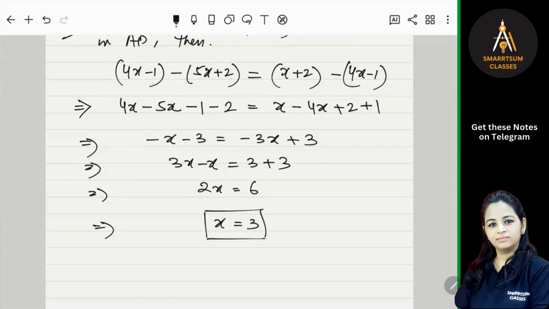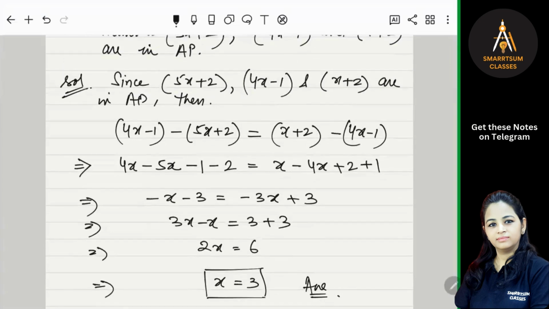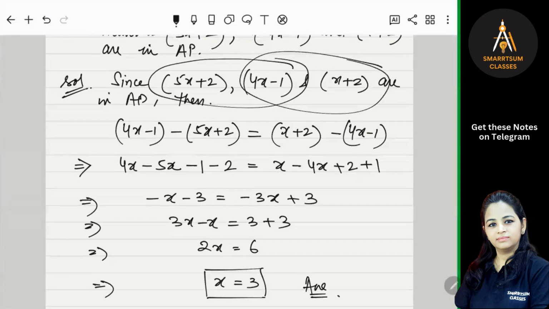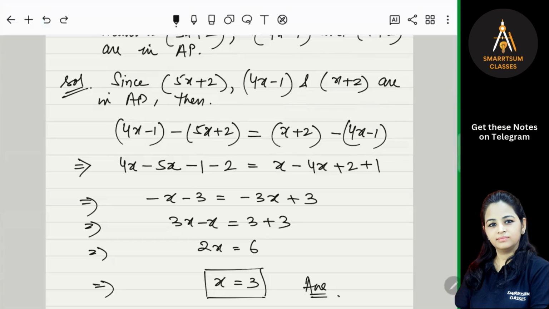So what we have got? We have got the value of x for which these numbers are in AP. Is that clear? So this is our answer. Getting it? How to find out? We find out the difference. Difference of these two numbers is equal to the difference of these two numbers, and we equate them and we'll solve the expression. Is it clear? Note it down.